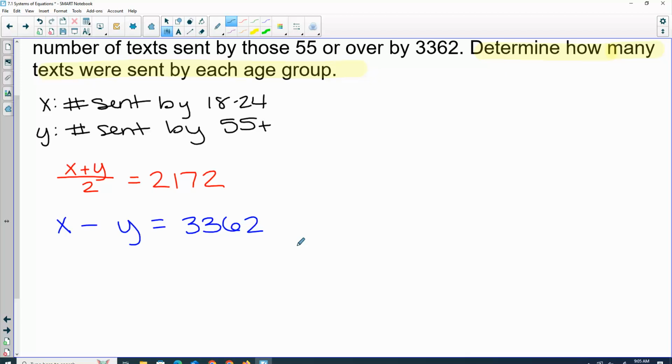What is the slope of that? Negative 2 fifths. What's the y-intercept? Negative 1.